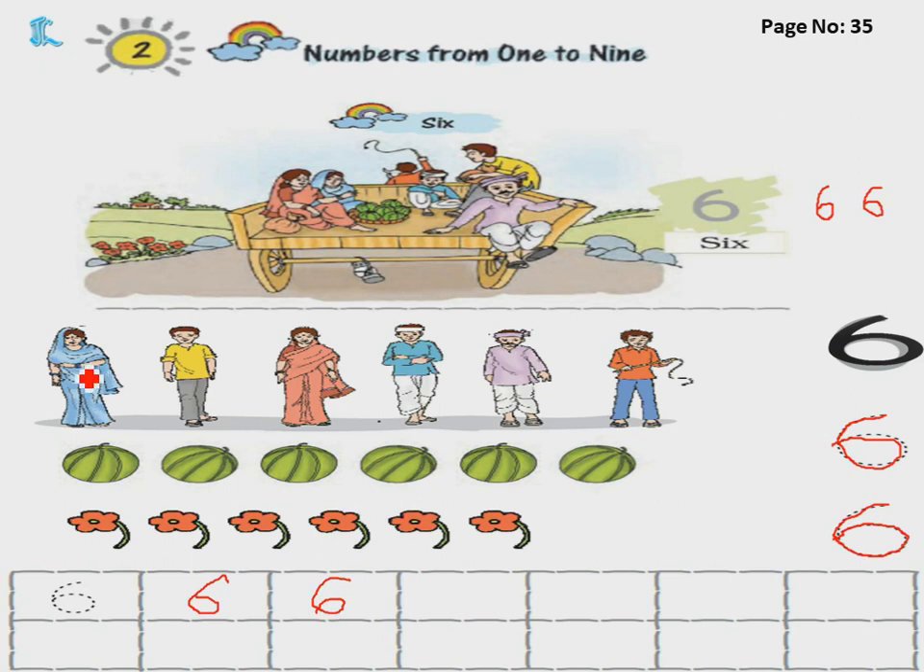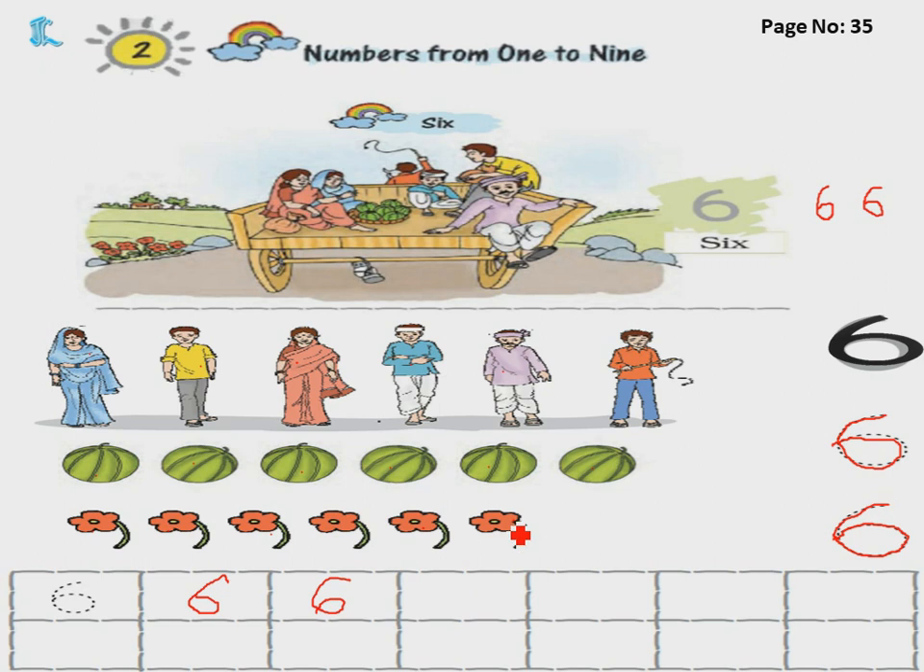So count how many people are here. 1, 2, 3, 4, 5, 6. How many watermelons are there? 1, 2, 3, 4, 5, 6. How many flowers are there? 1, 2, 3, 4, 5 and 6. So the number we learnt is 6.